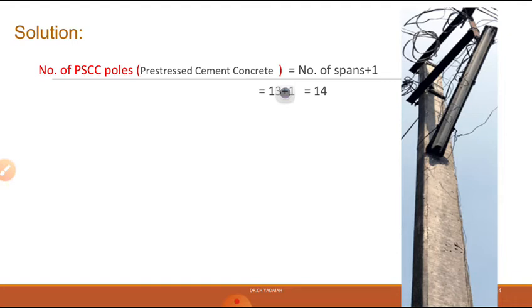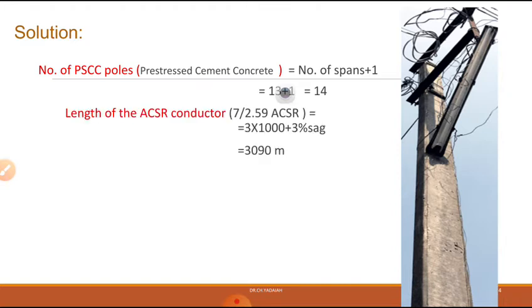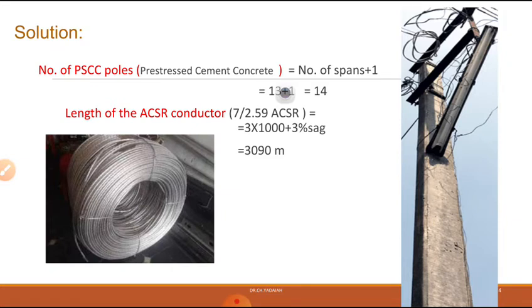Now the pole we got. After that, we are going to calculate the length of the ACSR conductor. Size is 7 by 2.59 ACSR. For R phase, Y phase, B phase, 3 into 1 kilometer, that is 1000 meters, plus 3% sag wastage, which is 3% of 3000, so we get 90 meters. 3000 plus 90 gives 3090 meters as the total length of phase wire. You can see these aluminum conductors are generally used for line phases.